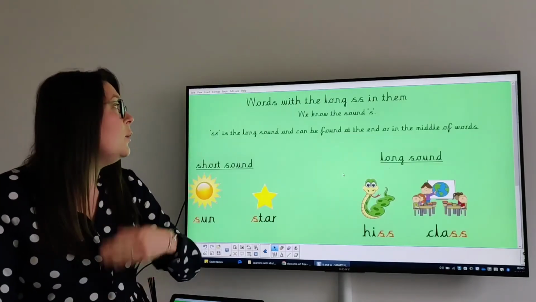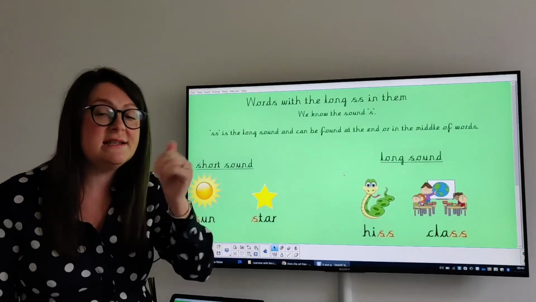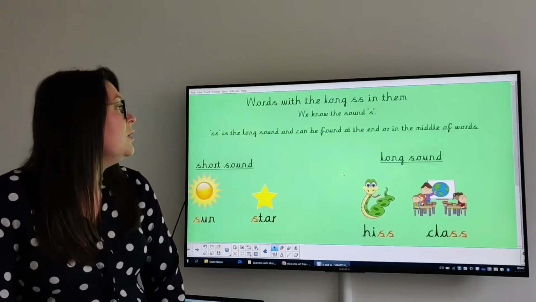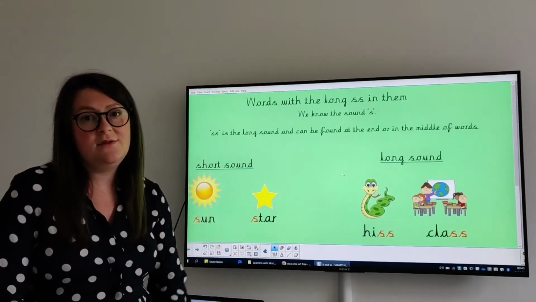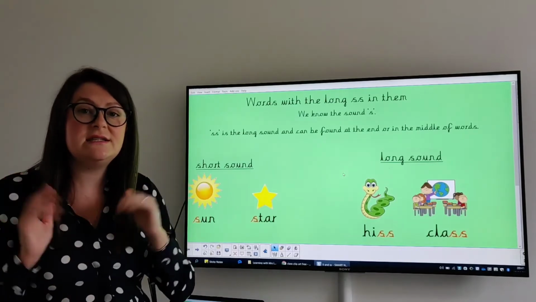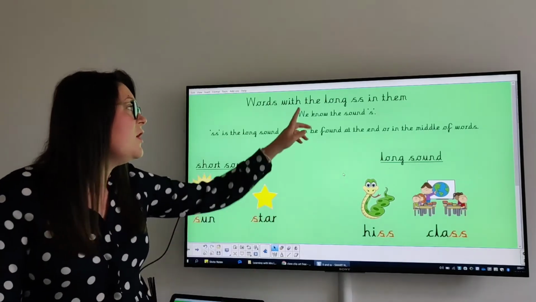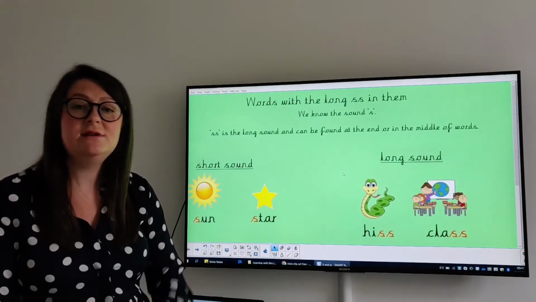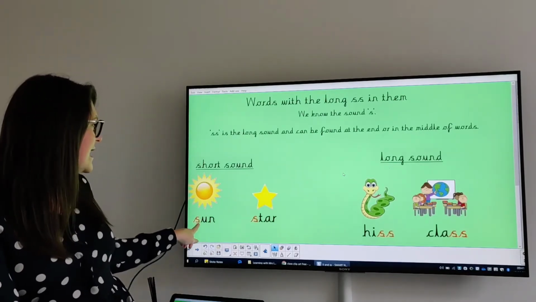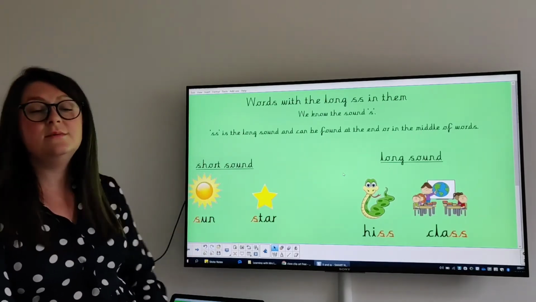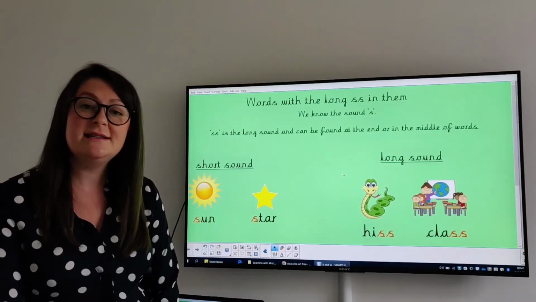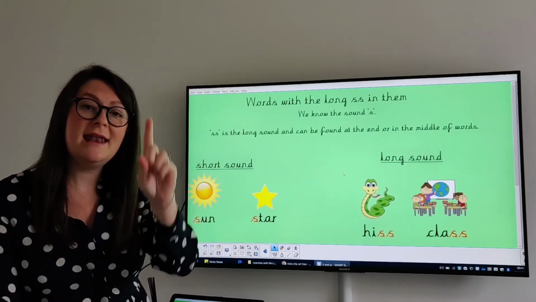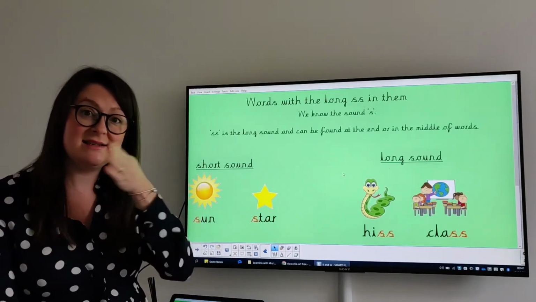So it says here, words with the long S in them come at the end. The sound comes at the middle or at the end of the word if they've got the long S sound in them, okay? If they've got the short S sound, it comes at the start. So we can see there, the short sound S comes at the start of the word sun, and it comes at the start of the word star, because there is only one letter S making that S sound.